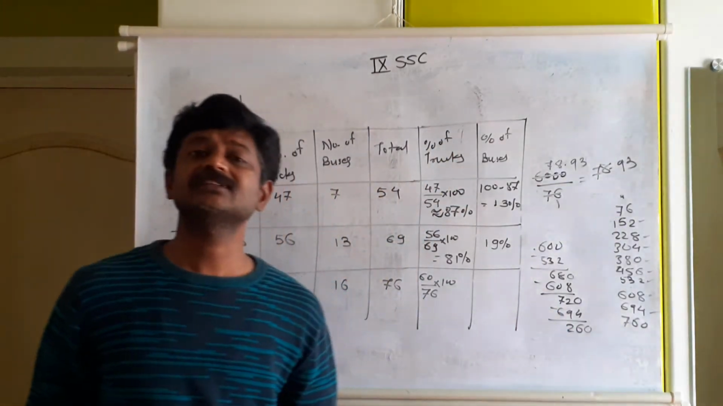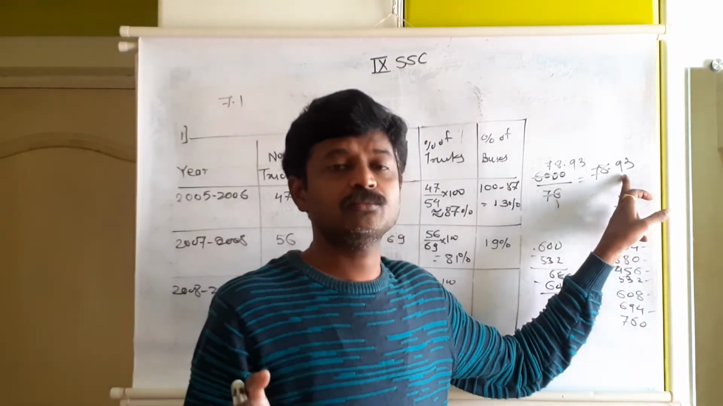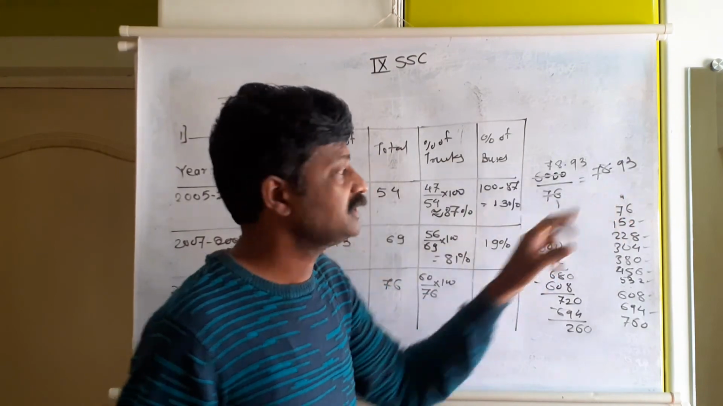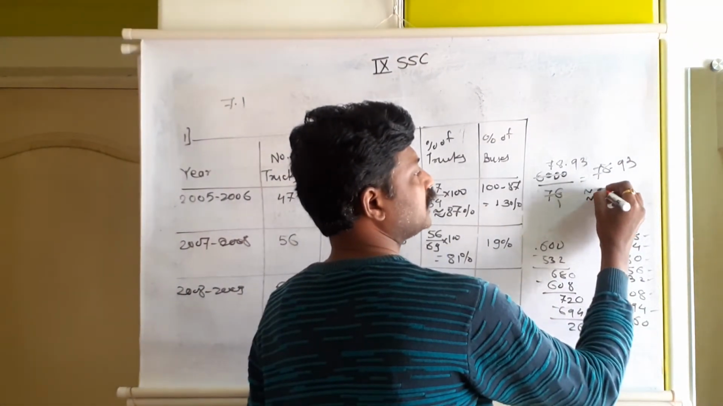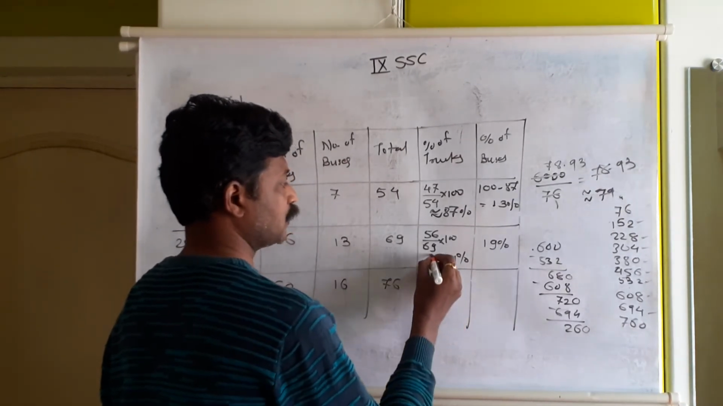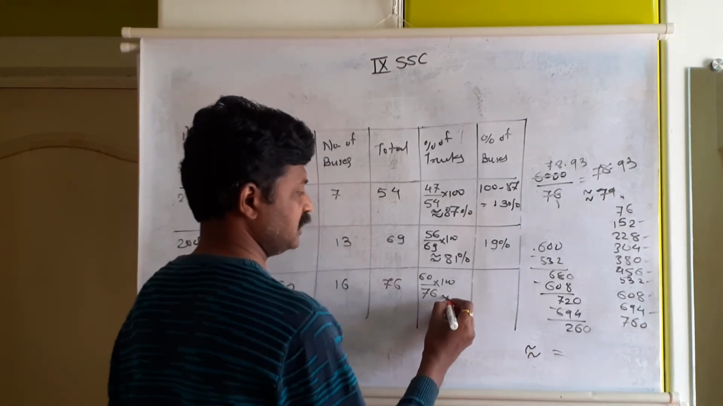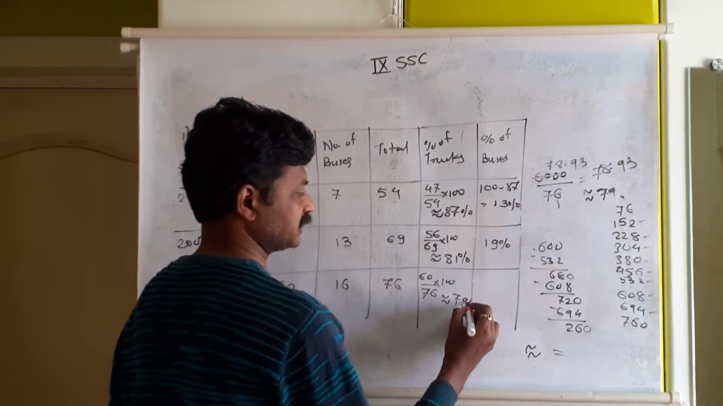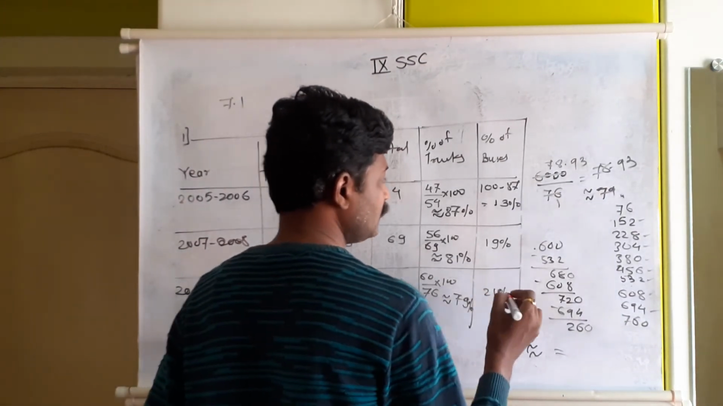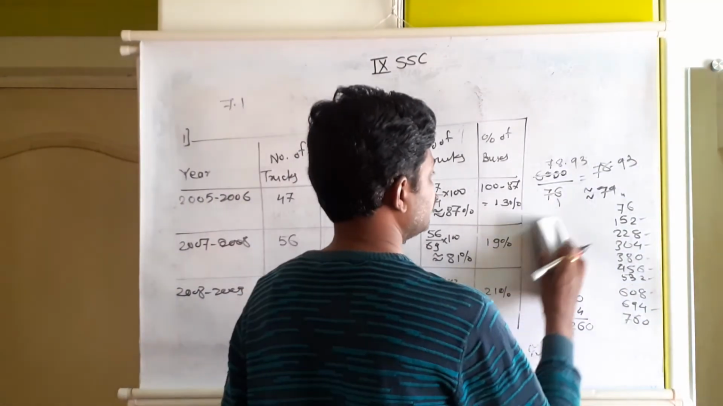Now see, after the decimal point, the digit is 9. If it is 5 or more than 5, it can be considered as the next integer. So 78.9 is approximately equal to 79. This percentage will be considered approximately. This is the sign for approximate. Equal to approximate means near about 79%. Remaining, 100 minus 79, will come 21. 21 will be the percentage for buses. That is for year 2008-9.